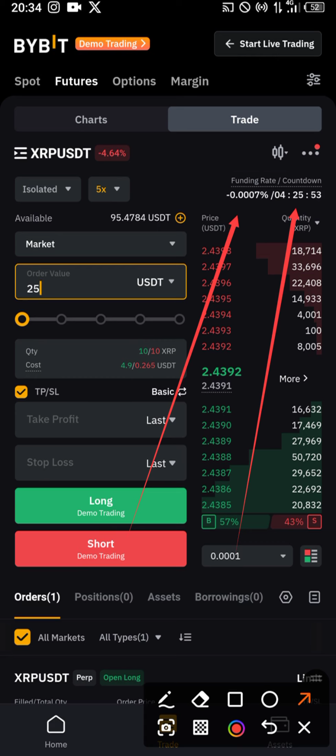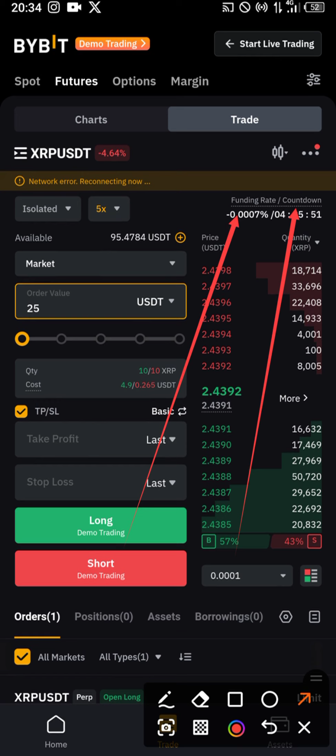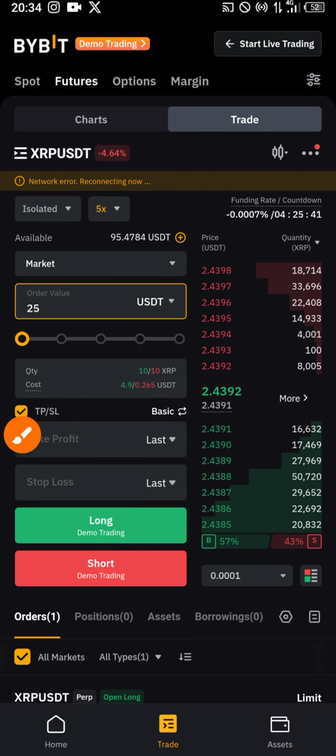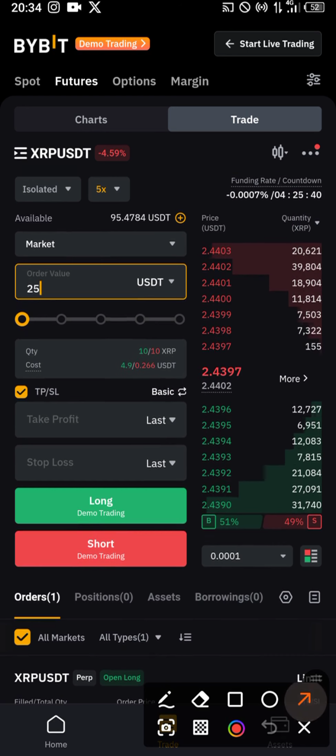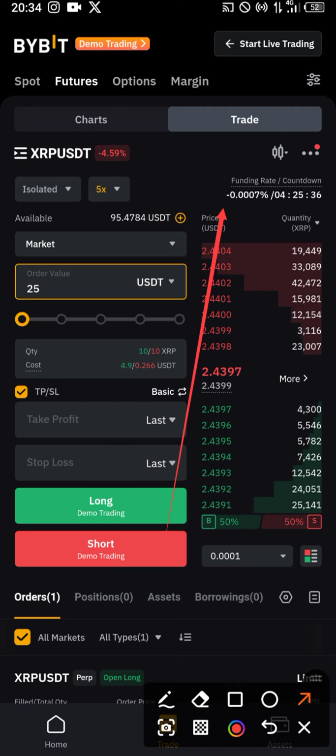Every 8 hours. You can see that countdown timer is 8 hours. When it elapses, another 8 hours will start. Now if the funding rate is positive, as you can see in this example, in this scenario, it is negative. Let's say the funding rate is positive. If the funding rate is positive, they will remove the negative sign, right?